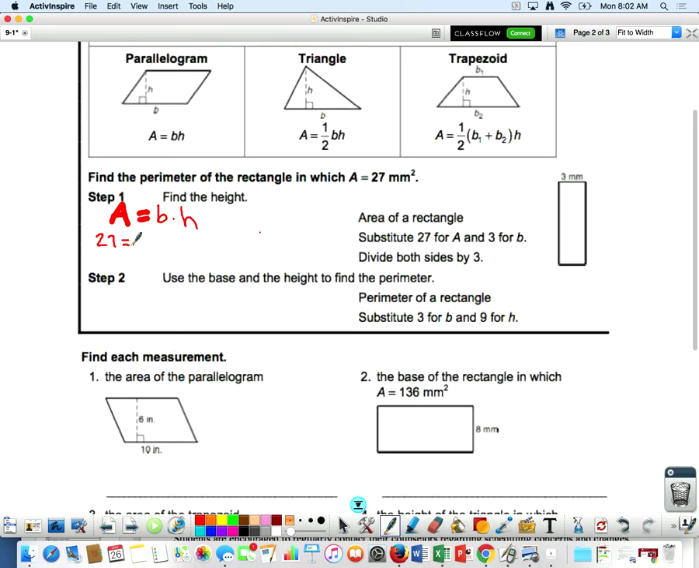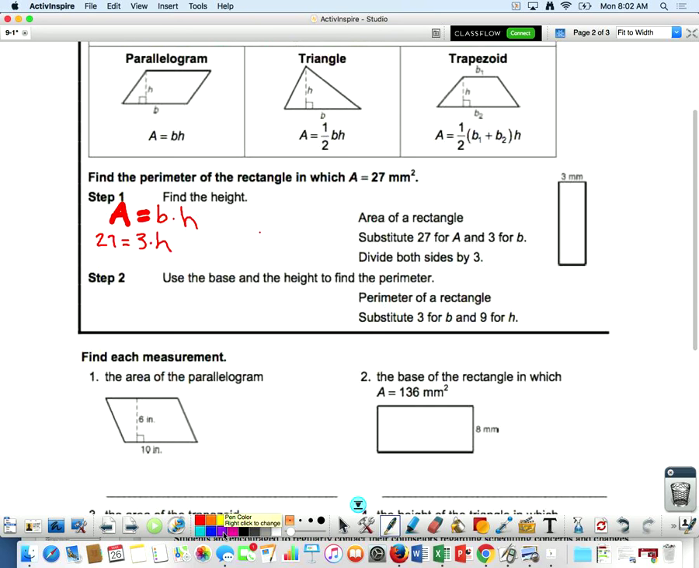Do we know the base? Millimeters squared is the units, but we're not talking about that right now. Base is 3. Do we know the height? Nope. X. So I'll use X or H. That is 27. Solve for H.